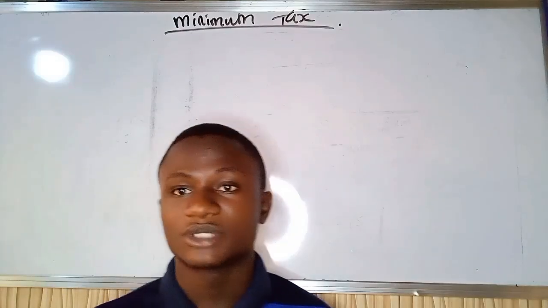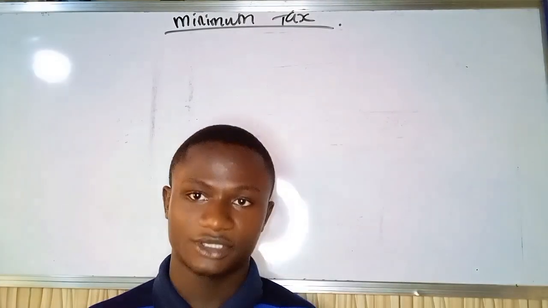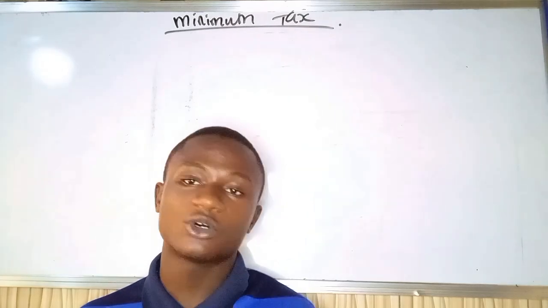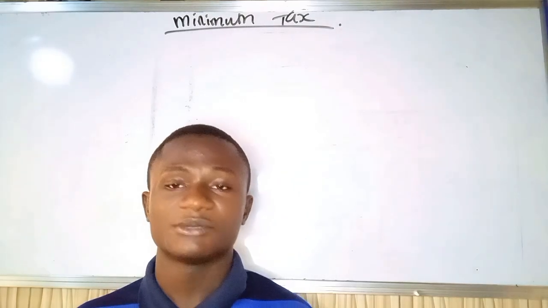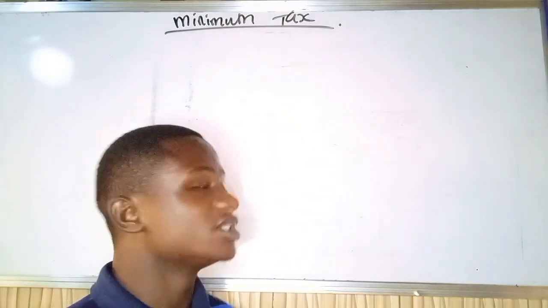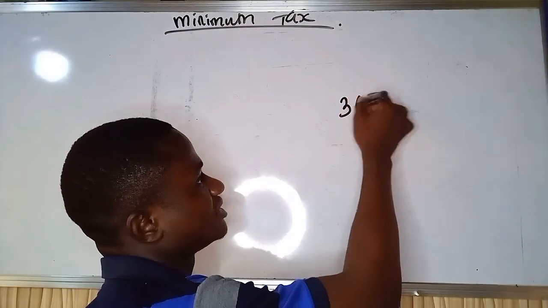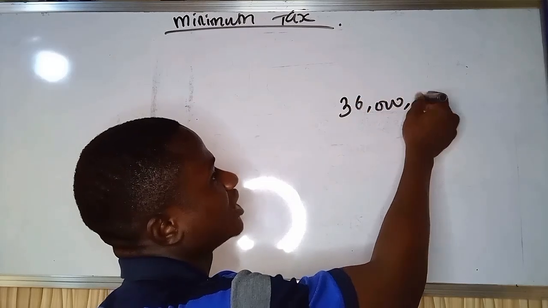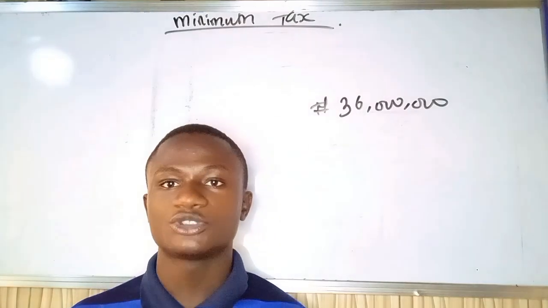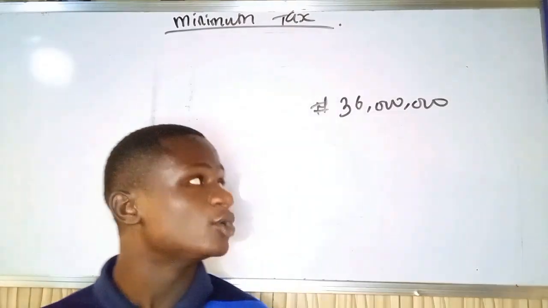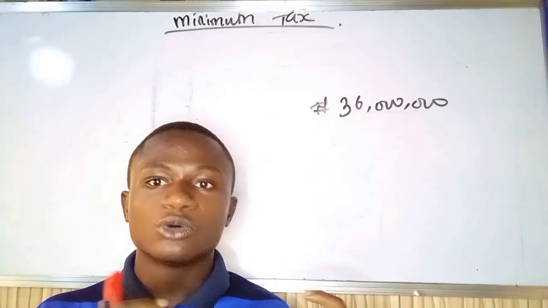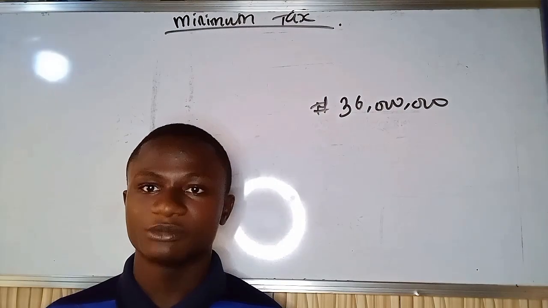So what do we mean by minimum tax? Let me give a brief explanation. Minimum tax is the least amount that a company's tax cannot go below. Let me put it very well. If, for example, after computing your minimum tax, we get 36 million naira, that means as a company, if you compute your normal tax, it should never go below 36 million naira. So that's what we mean by minimum tax. Your normal tax should not be below your minimum tax.